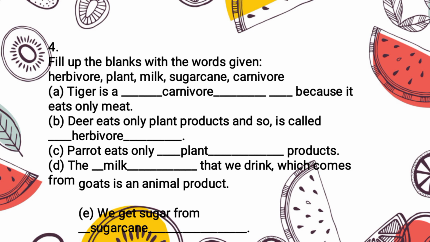The milk that we drink which comes from goat is an animal product. Milk here is the fill in the blank. We get sugar from sugarcane. Sugarcane is the blank filled over here. So these were some of the questions, or the worksheet which is solved, depending upon your first chapter, that is food, where does it come from.